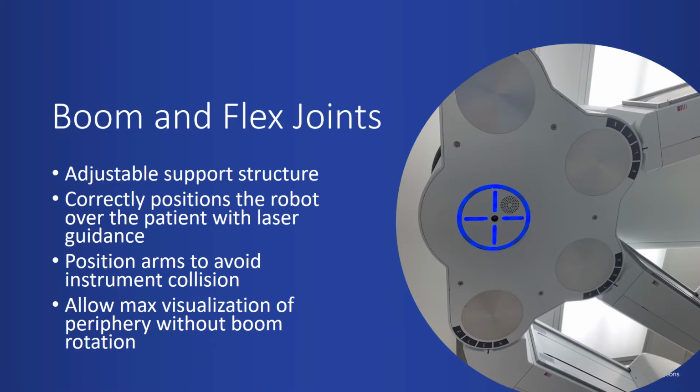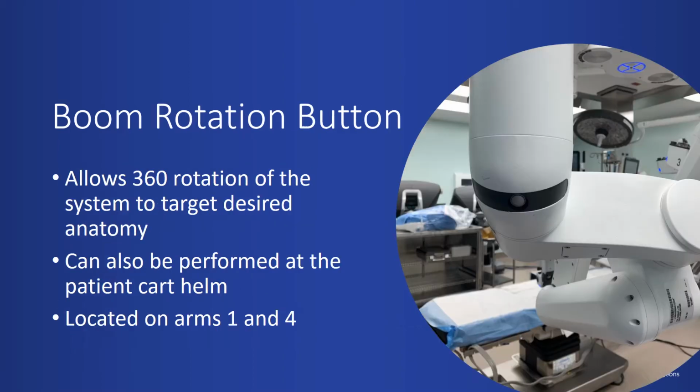At the superior aspect of the patient cart, you will find the boom and the flex joints of the universal arms. The boom is an adjustable support system that positions the robot over the patient using laser line guidance. The arms are individually positioned appropriately to avoid collisions. Maneuvering of the arms using the flex joints can also allow extended peripheral views of the operative field. While the patient cart helm provides assistant controls for rotation of the boom, there are also boom rotation buttons located on arms 1 and 4 to allow up to 360-degree rotation of the system.